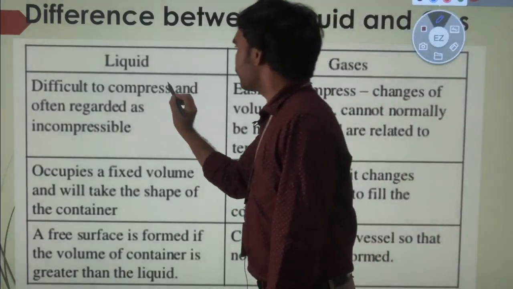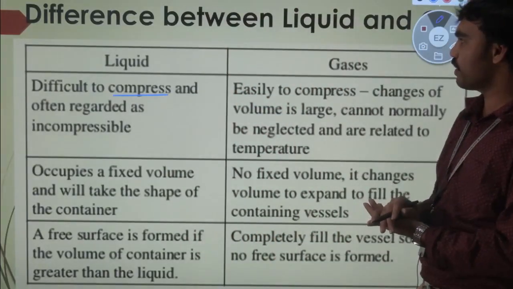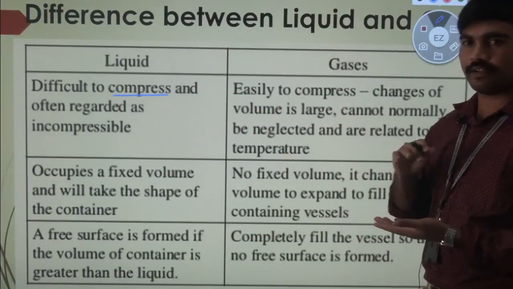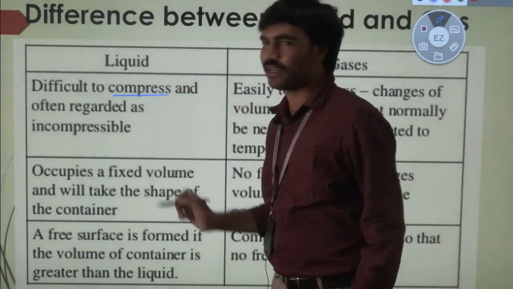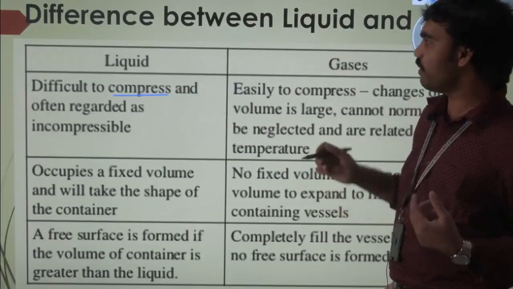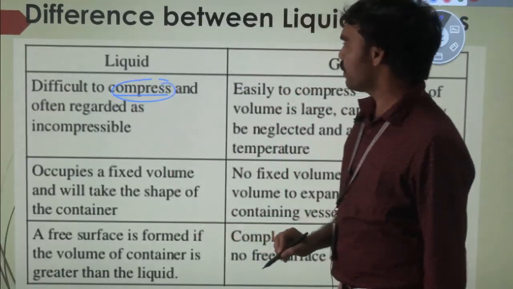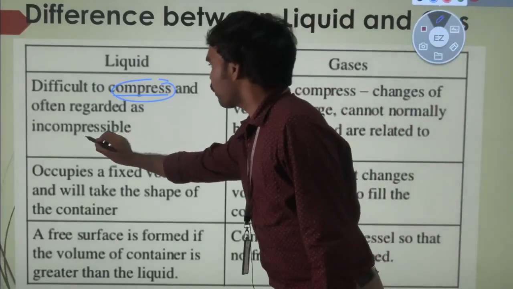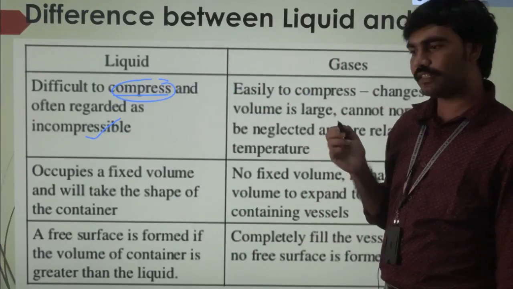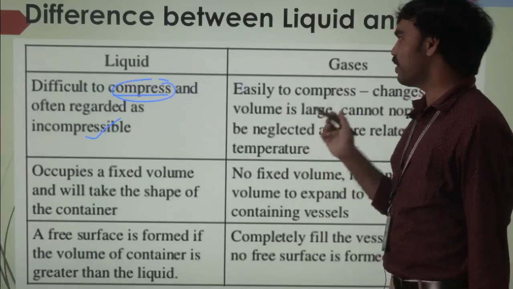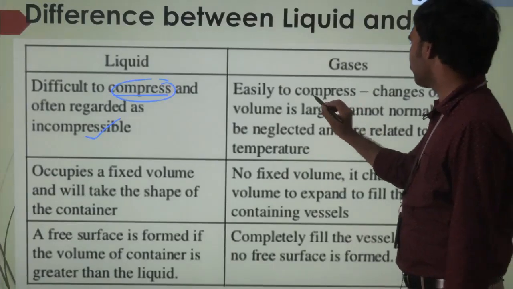it is difficult to compress. So we cannot compress liquids. We will assume liquids as incompressible, but there is a compressibility of the liquid, which is very small. That's why we assume it is incompressible. It is very difficult to compress liquids. In nature liquids are compressible, but the compressibility is very small.